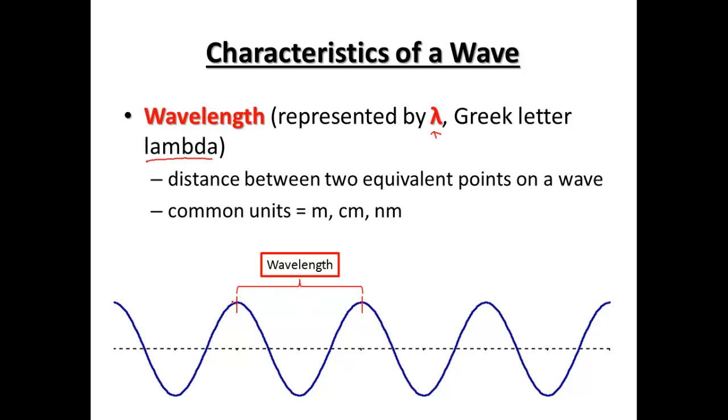So if we were to go from one point to another equal point on the wave, or if we started here to get to the equal point on the wave, it would be one full rotation over to here. So that's going to be a distance measurement. Meters, centimeters, nanometers could be examples.